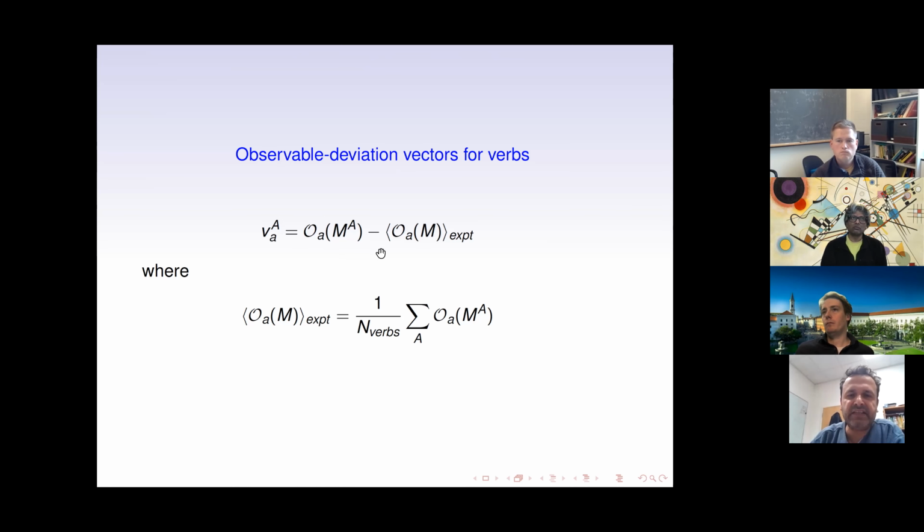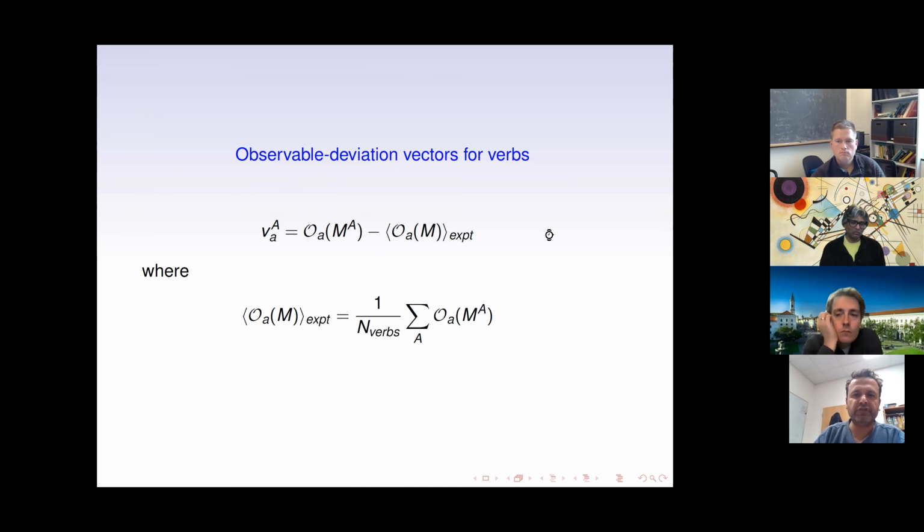And you can study the distribution of these observables as you scan the set of verbs. So for each of these observables, you can get an experimental average, and you can get a deviation for that observable. And this way, you get a feature vector for that verb, which is constructed using invariant functions. So it naturally factors out this permutation symmetry.